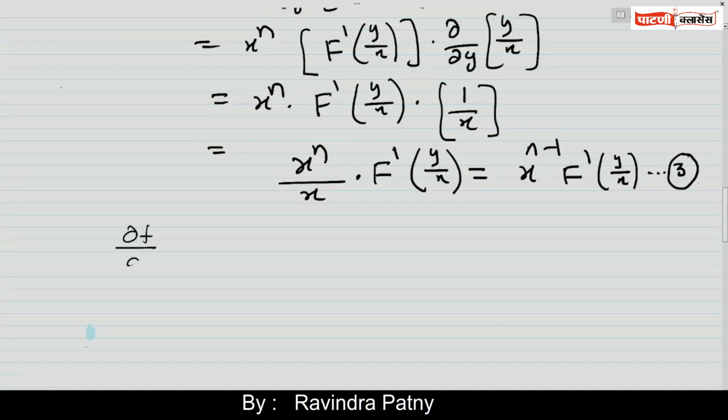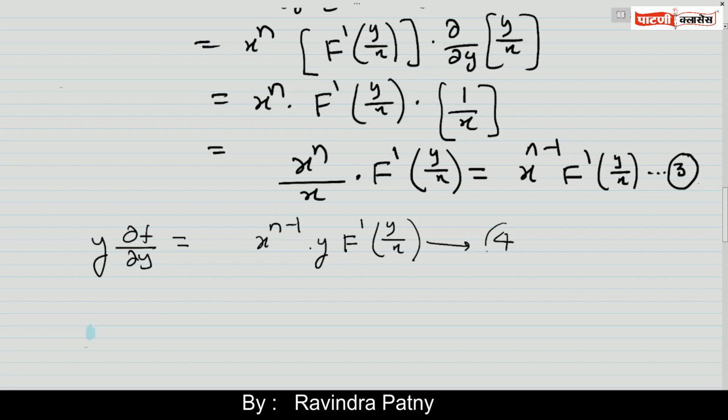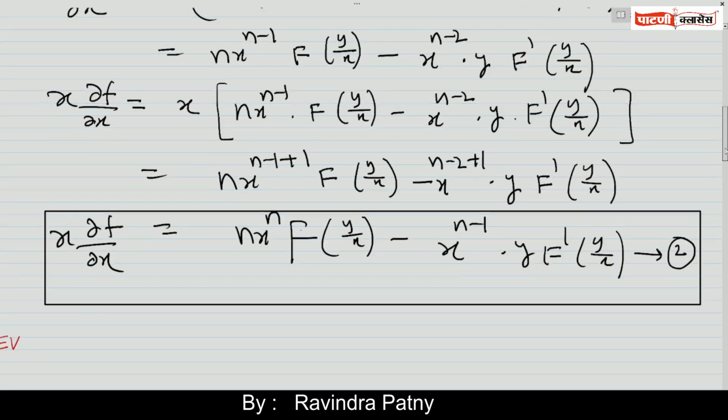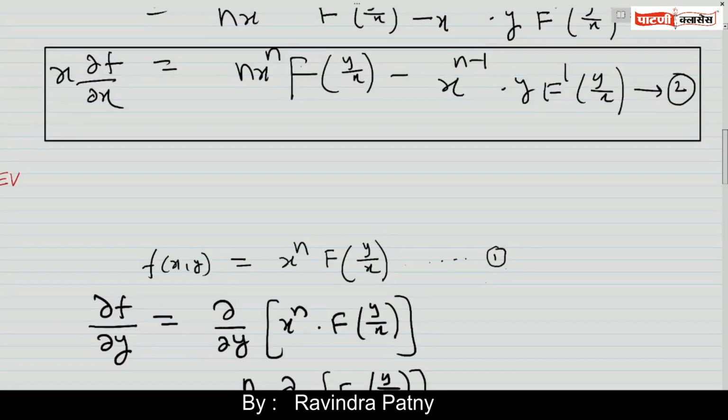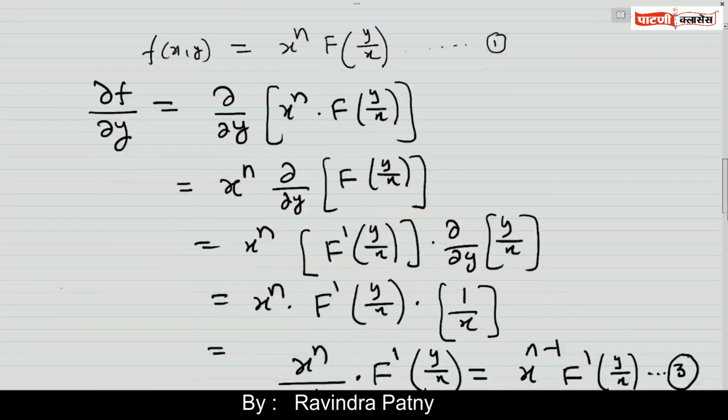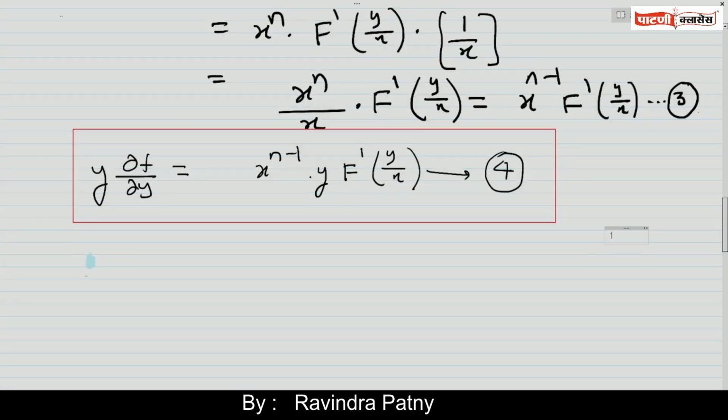Thus dou f by dou y equals to x raised to n minus 1 into f dash of y upon x. Now multiplying both sides by y, so y here and the y here, let us call it equation number 4. Thus we have equation number 2 and equation number 4. So what we are going to do now is add equation number 2 and equation number 4.